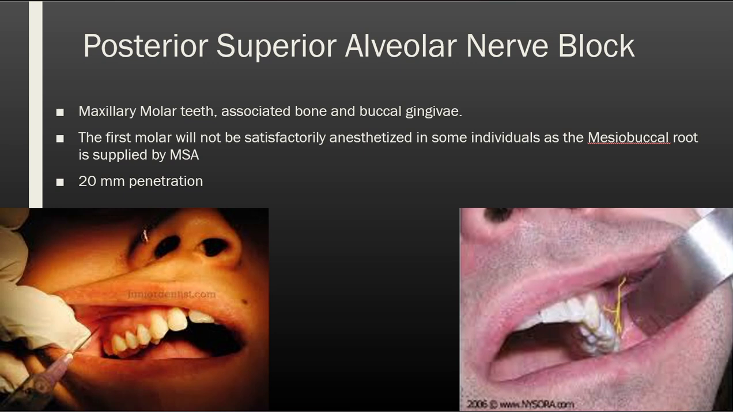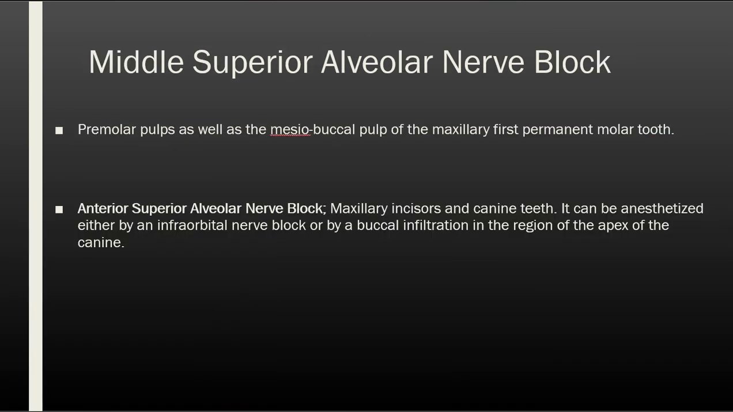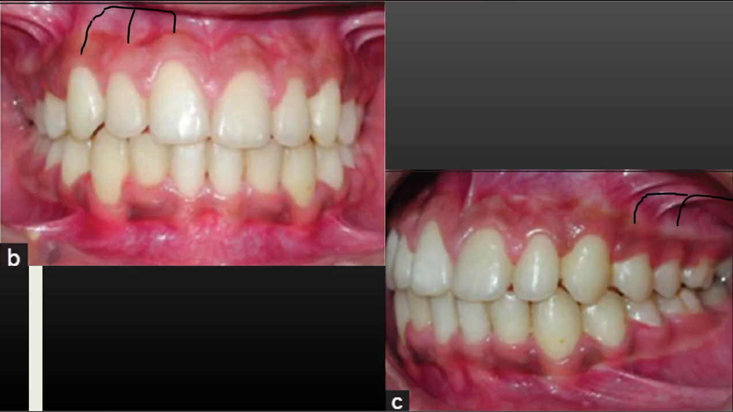Now, for the posterior superior alveolar nerve block, for the molar teeth, with 20 millimeter penetration, that's how we give it, nearly at the tooth, buccally. The middle superior is for the premolars and the mesiobuccal pulp of the permanent first molar. The anterior is for the canine and the incisors. So here to anesthetize the central, lateral, canine, and here for the 4 and the 5, that's where we give our anesthesia.